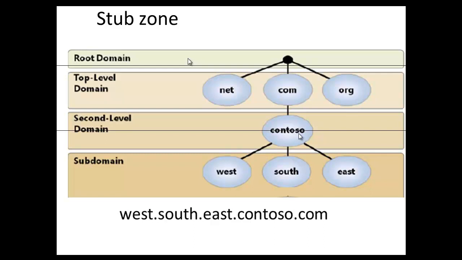But if you send that query, and that query goes straight to the parent, where the stub zone exists, that stub zone knows where all the authoritative DNS servers are, and it's able to point you directly to that server.